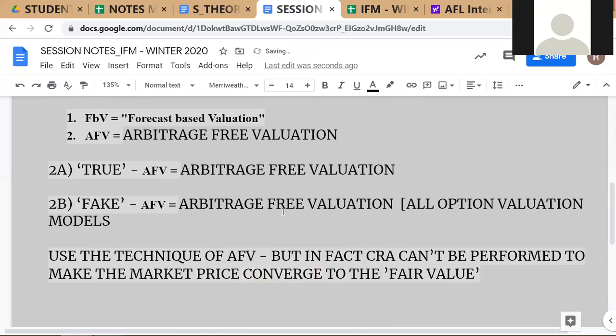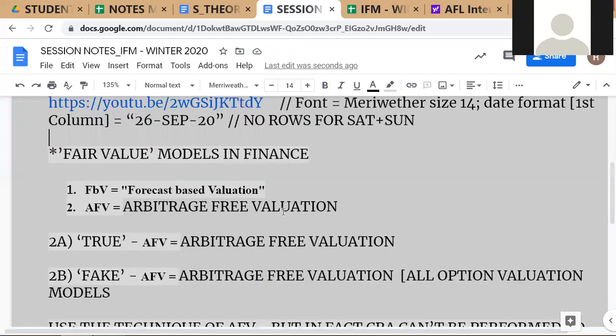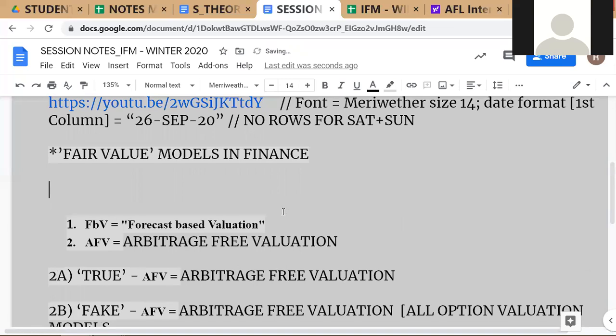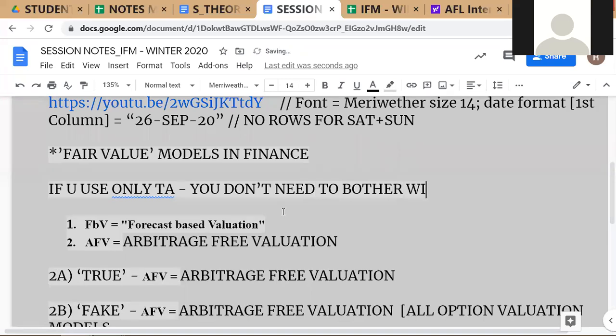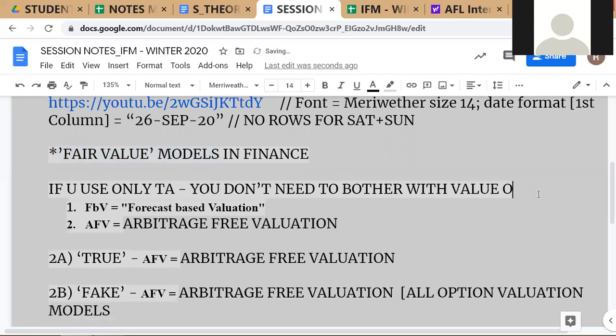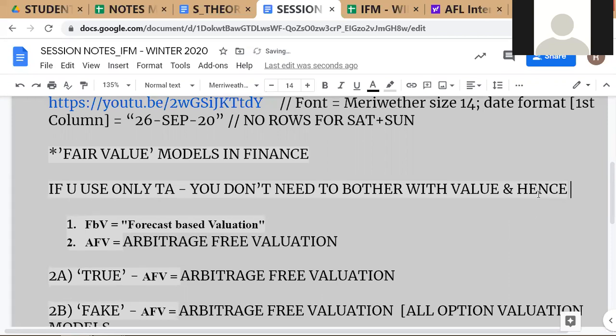Remember this whole valuation business. The thing to remember about valuation is fair value models in finance. When you get into fair value models, one thing you should remember: if you use only TA, you don't need to bother with value, and hence with fair value models. This is also very important to understand. We are recapping a little bit, I'm repeating a little bit, but it's important. These are very important things, so we should repeat them, and you'll not find this mentioned in any textbook like this, so it's important that I clarify these for you. These are important aspects of your context and your knowledge.